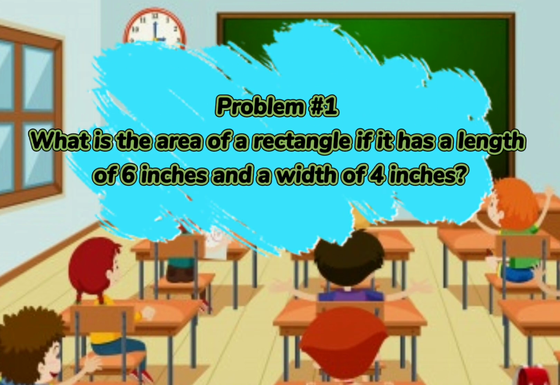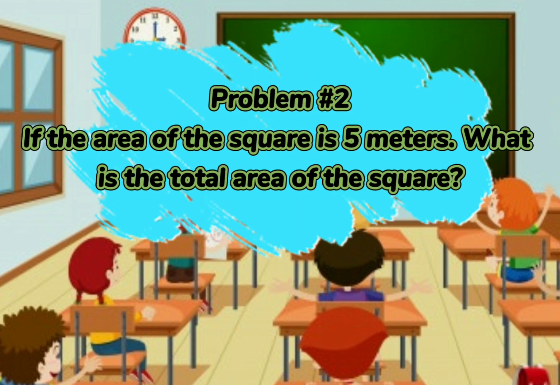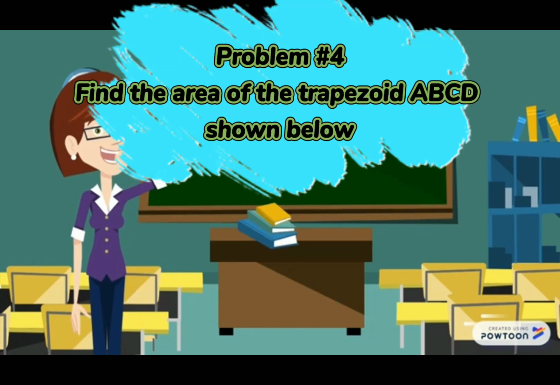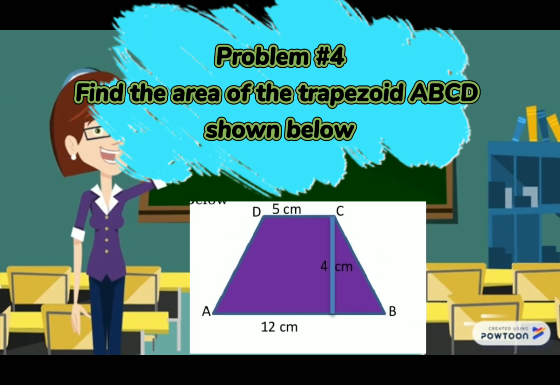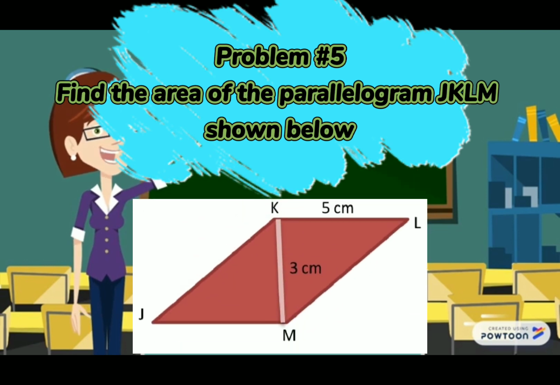Problem number 1. What is the area of a rectangle if it has a length of 6 inches and a width of 4 inches? Problem number 2. If the side of the square is 5 meters, what is the total area of the square? For number 3, find the area of the circle with a radius of 10 inches. Problem number 4. Find the area of the trapezoid ABCD shown below. For the last problem, find the area of the parallelogram JKLM shown below.